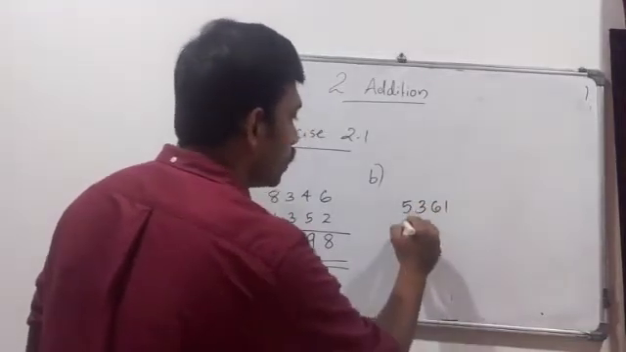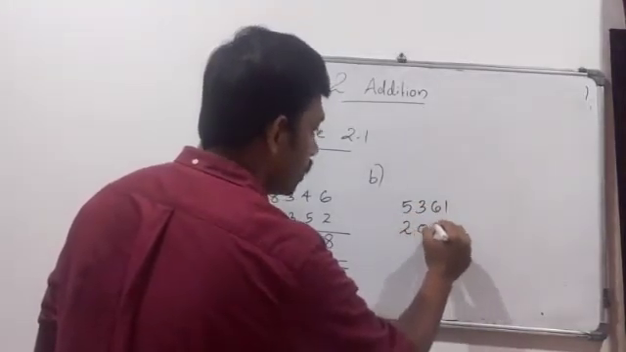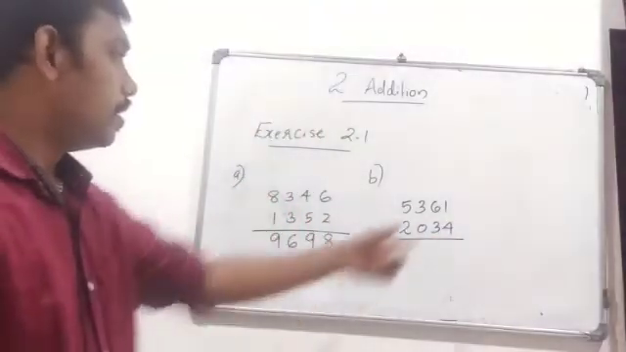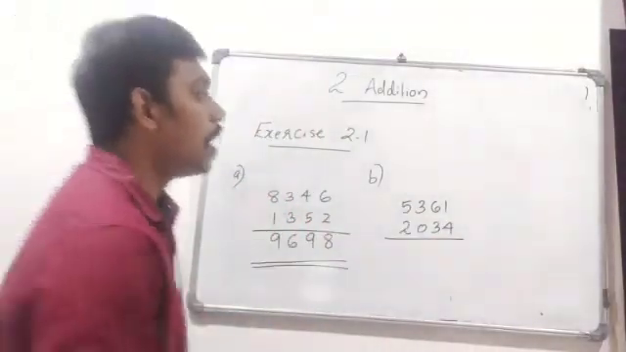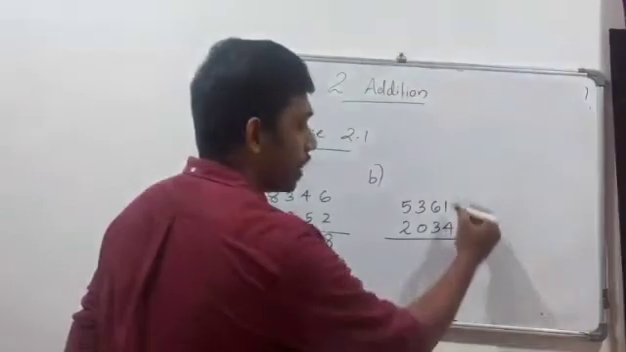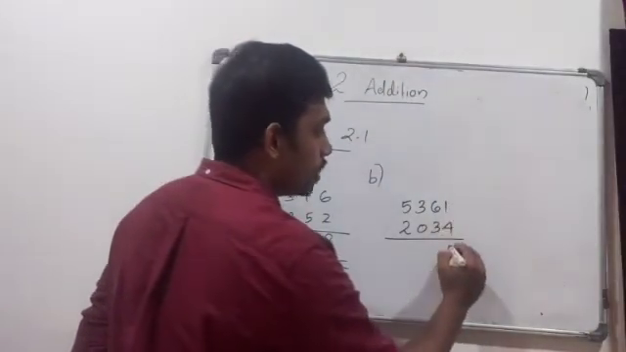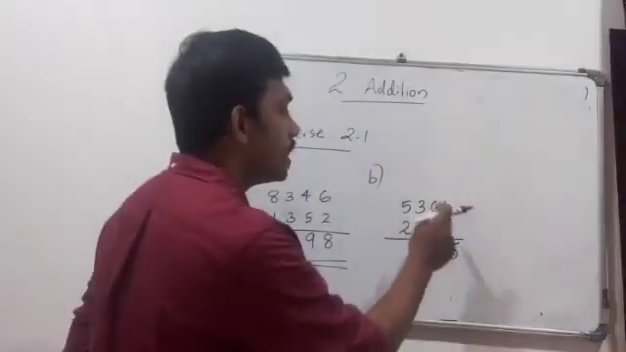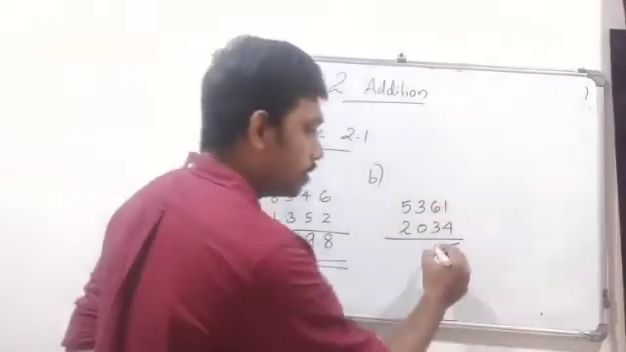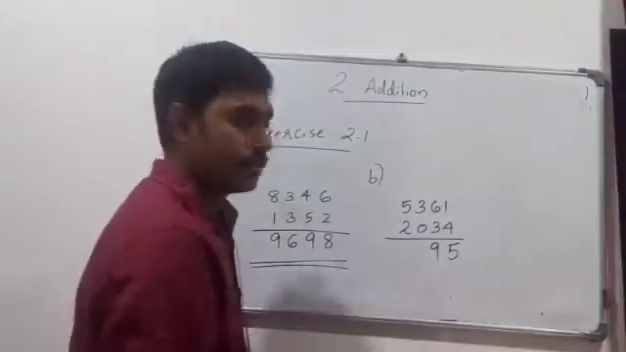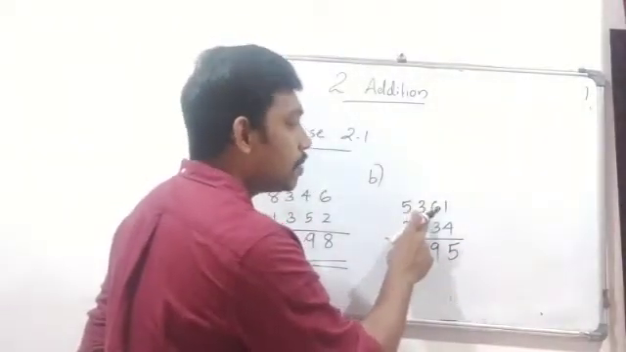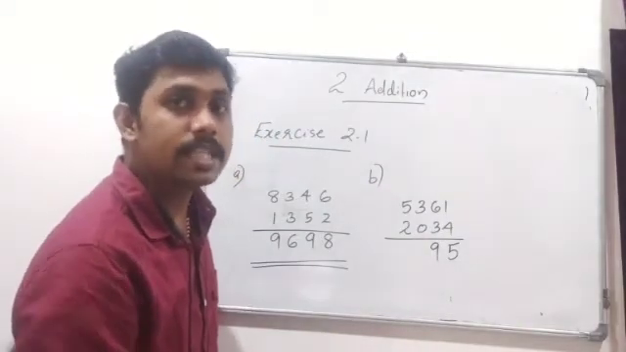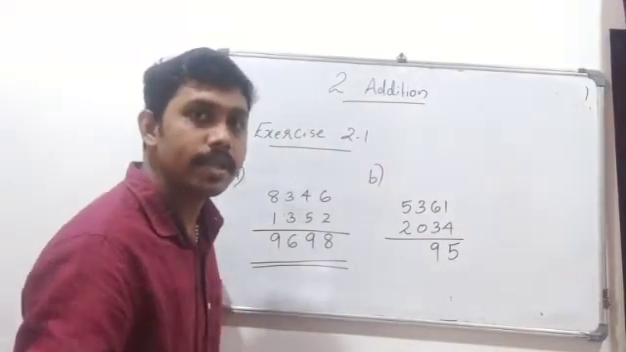5361, 2034. So we have to add these numbers. At first we have to add the ones place. So 1 plus 4, answer 5. And then again 6 plus 3, answer 9. And then 3 plus 0. What is the answer? 3 plus 0 is 3.